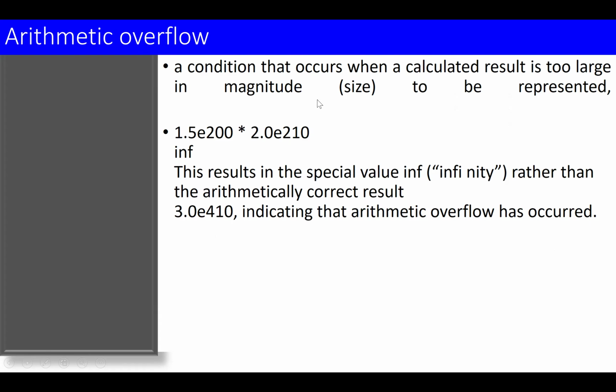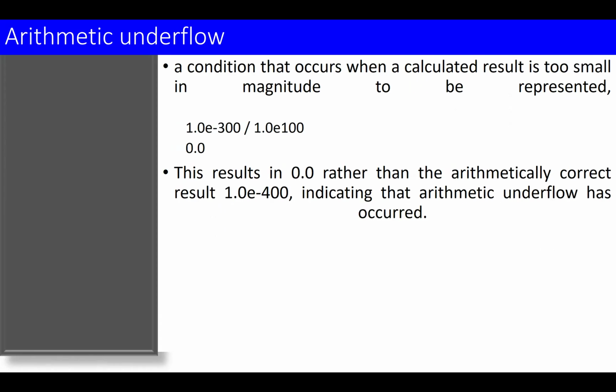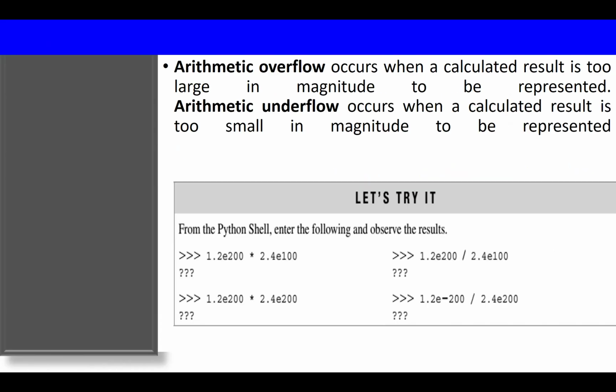Then there is arithmetic overflow. Why? It is a condition that occurs when a calculated result is too large in magnitude to be represented, and then overflow will occur. Underflow means if it is too small, then underflow will occur. So overflow and underflow are calculated when the result is too large or too small. This is recording some basics of Python programming.